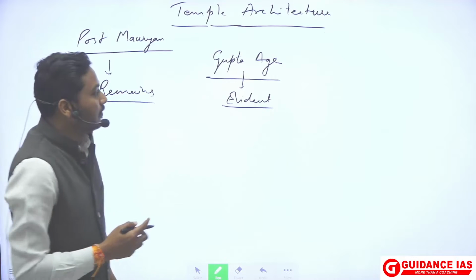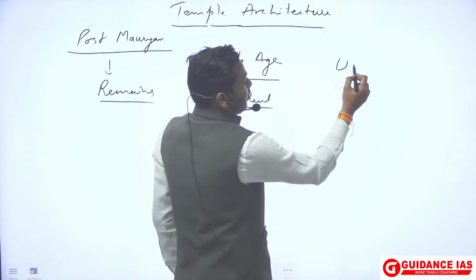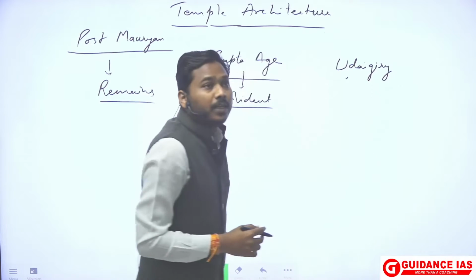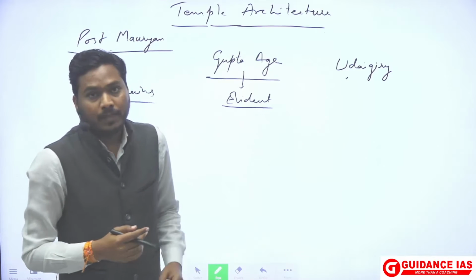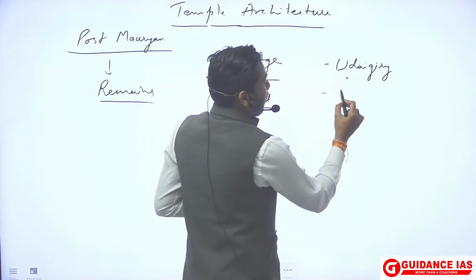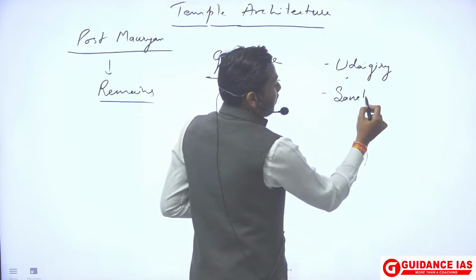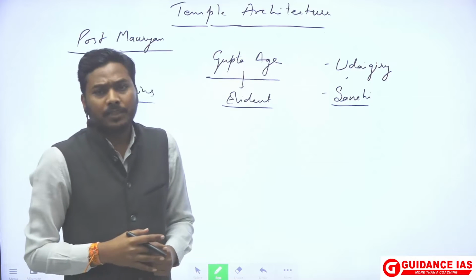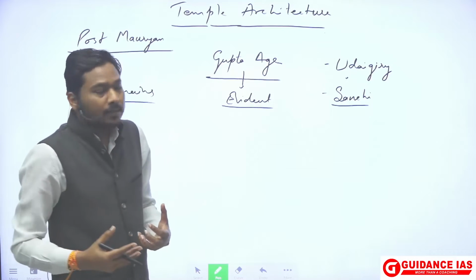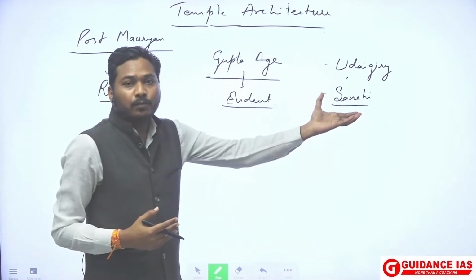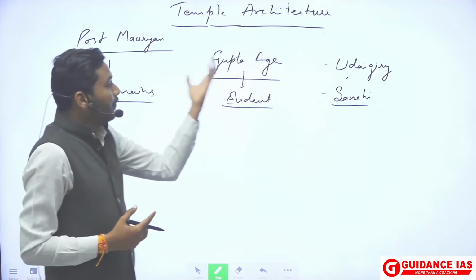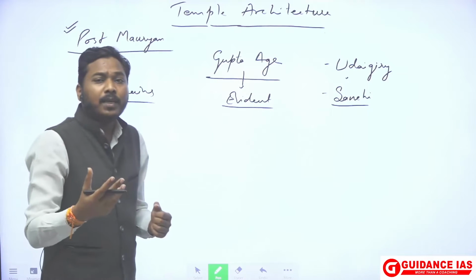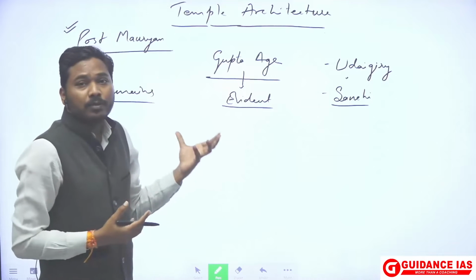The earliest one is found from Udaygiri, which is a place near Vidisha in modern-day Madhya Pradesh. And similarly, we found another such remain from Sanchi, another place near Vidisha. So, the earliest temple remains have been found from Udaygiri and Sanchi. Before that, we have literary evidence that temple architecture started during this particular phase.